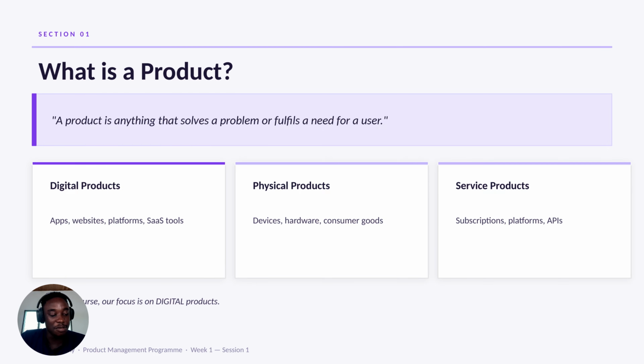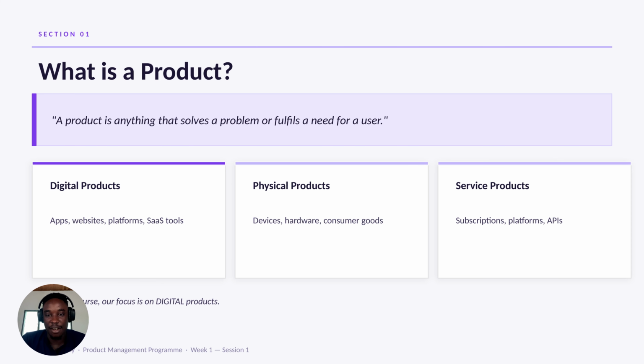And then we move on to service-like products. These products come in the form of a service. They serve you as a person. For example, a Netflix subscription, a YouTube subscription, a gym subscription. All those subscriptions you could ever think of, those are service-like products.